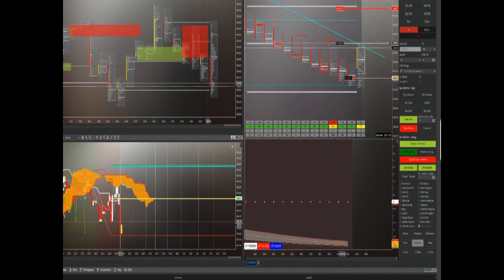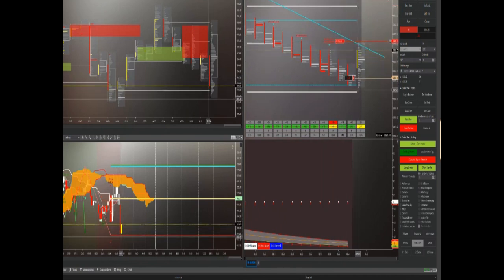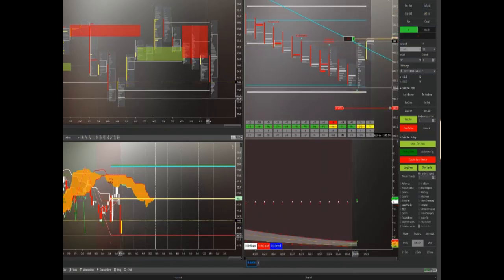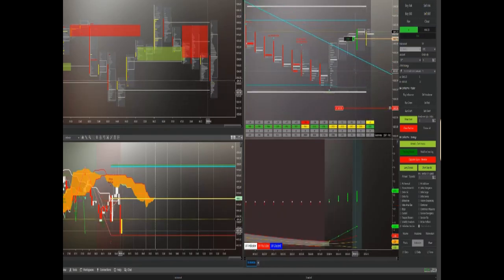Want to be cautious here. I don't want to take full exposure on that short position. Order filled. I prefer a bullish position here.